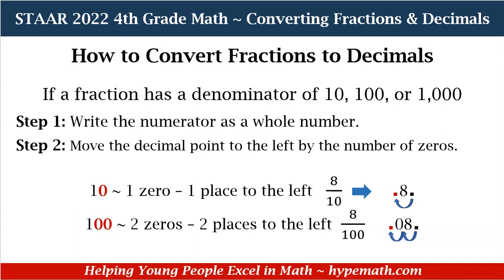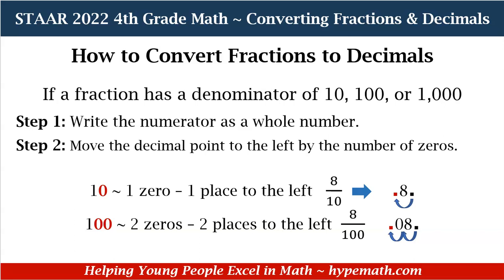For our top example, it is 8/10. Looking at the 10, we see that there's only 1 zero, so that is how many places I need to move to the left. 1. I'm going to write my numerator down, which is 8, and I'm going to move my decimal point 1 place to the left. For whole numbers, the decimal point is right behind the whole number. We just usually don't write it. So once it is moved, my answer is 0.8.